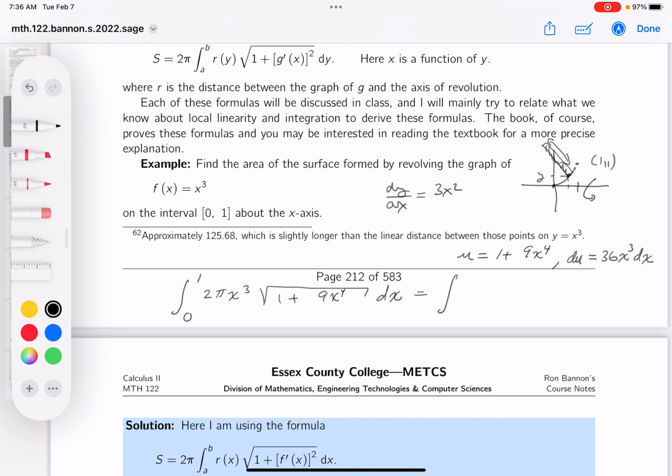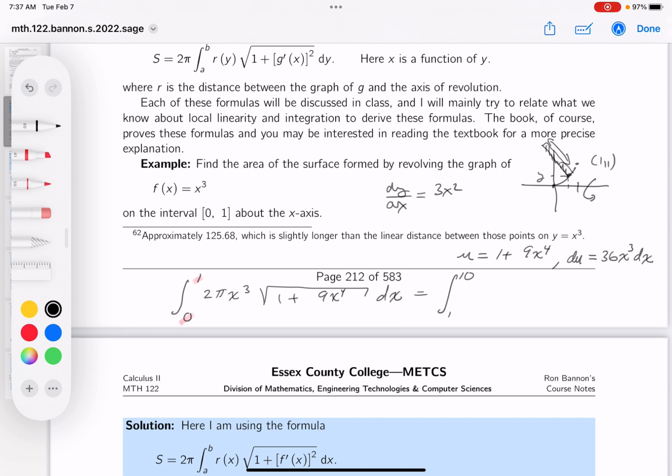Well, let me put this in. I'm going to start with the limits of integration first. So when the limit's 0, I'm going to move to the land of u's, and that would be 1 plus 0, which is 1. Fairly simple. And if the limit is 1, what would that be in the land of u's? That would be 1 plus 9, which is 10.